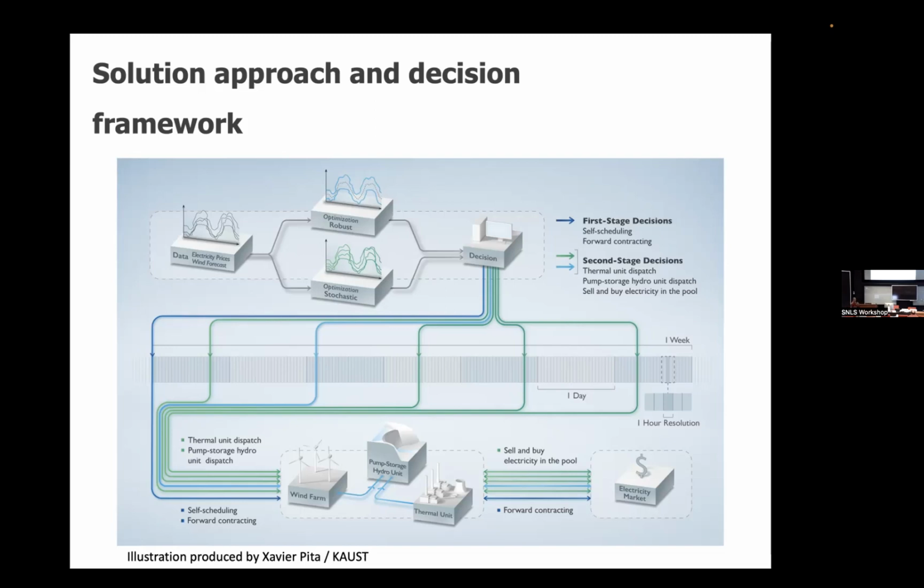So when we solve this problem, we are interested first only in the commitment of the thermal unit and in the contracts. We fix those decisions for the week, and then during the week, we solve this problem again with a short-term forecast every day to decide the actions of the pump storage and the thermal unit according to the prices of electricity in the market.